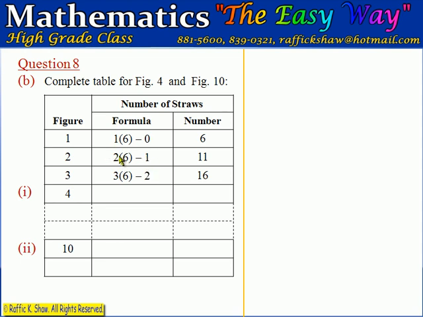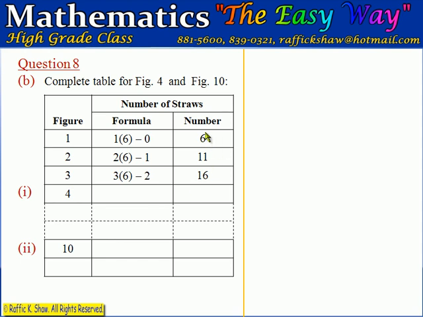So we have a 1 here when the figure number is 2, and when the figure number is 3 we have a 2 here. So we can see the pattern, we can see the sequence, and we're asked to complete the table for figure 4, which will be in this row, and for figure 10, which would be in this row. And all we need to do, as I said, is observe the pattern and continue that pattern.